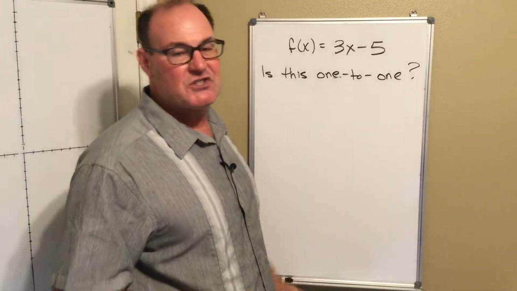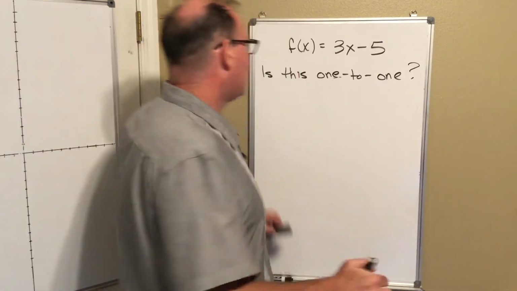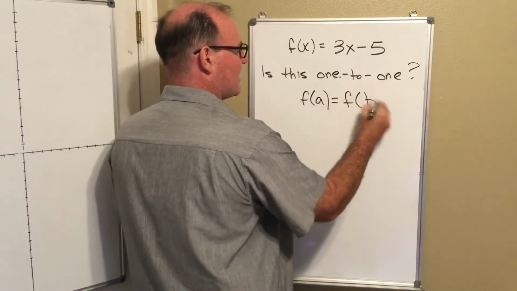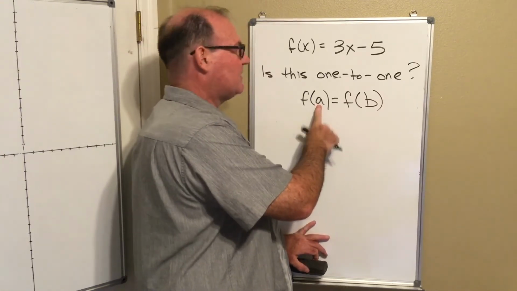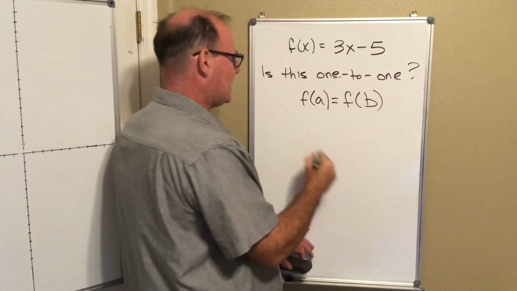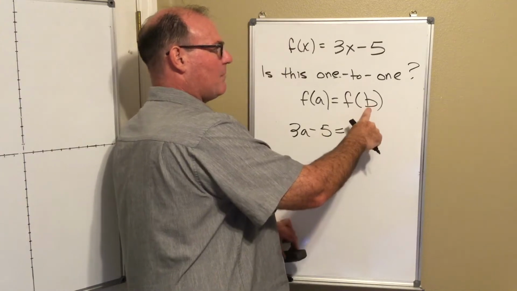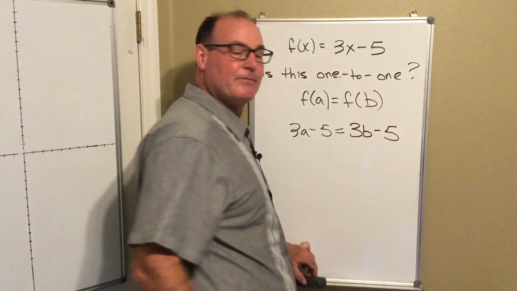Here is your first step when you go to perform these problems, and there will be one of these on the test. Here we go. I'm going to start with this statement: f(a) equals f(b). Now what I'm going to do is plug a into my function. So instead of having 3x minus 5, when I plug a in, I'm going to have 3a minus 5. And then I'm going to plug b into the function and have 3b minus 5.